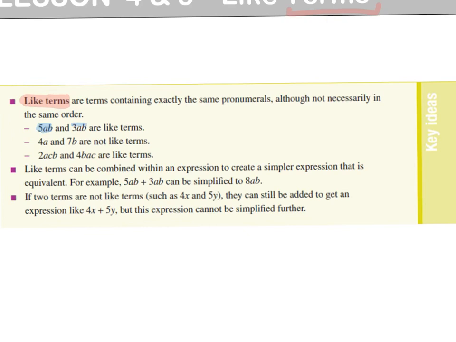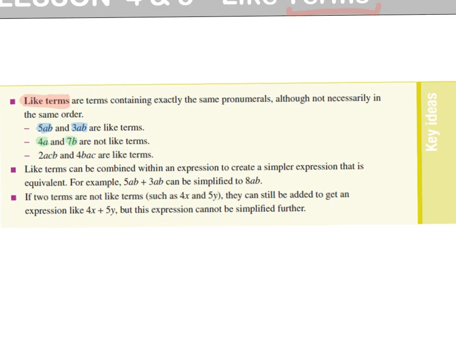We've got some examples here. 5AB and 3AB are like terms. They've got the same pronumerals. They've both got an A and a B. If we have a quick look at 4A and 7B, obviously they don't have the same letter, so they are not like terms. Their pronumerals aren't the same.